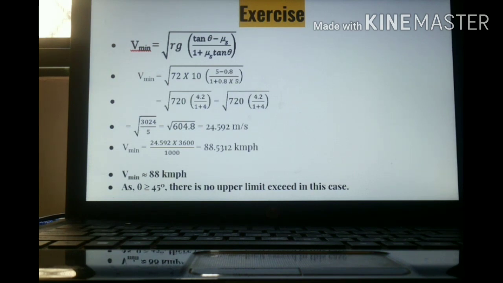And after solving this, 0.8 times 5 is what, 4. So 1 plus 4, that is 5. So we will get 4.2 upon 5. And 720 into 4.2, you will get 3024 upon 5. After solving this, you will get this answer. Kindly refer to the logbook, then you will be able to understand how I am getting this answer.